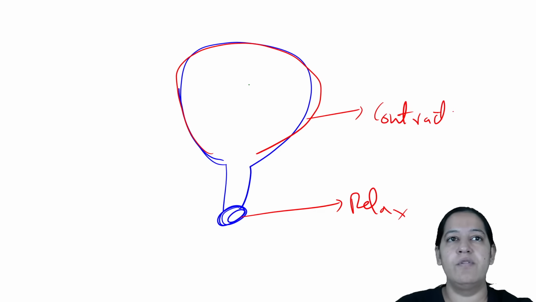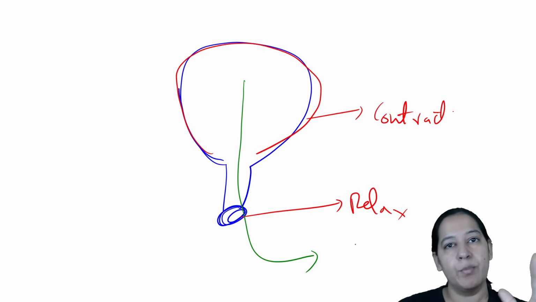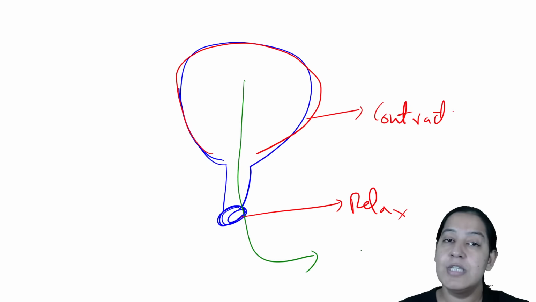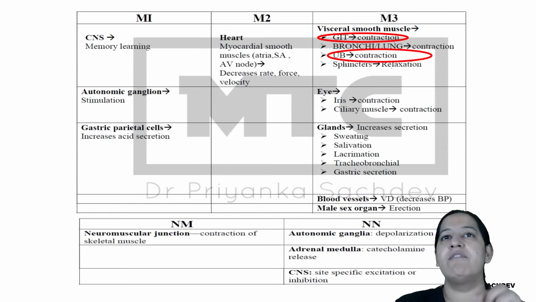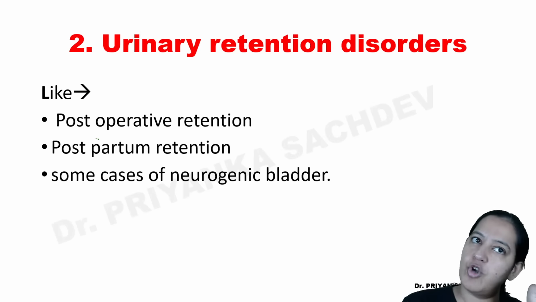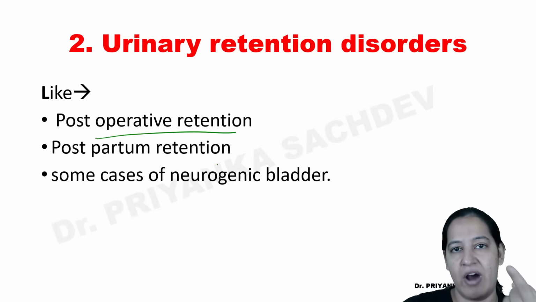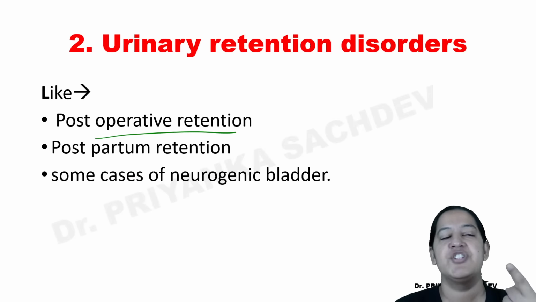So what will happen? The urine will pass out. So micturition will increase. So it is useful in the disorders having urinary retention. So what all disorders have urinary retention? You tell me. So post-op retention. After surgery, after general anesthesia, the patient has urinary retention.